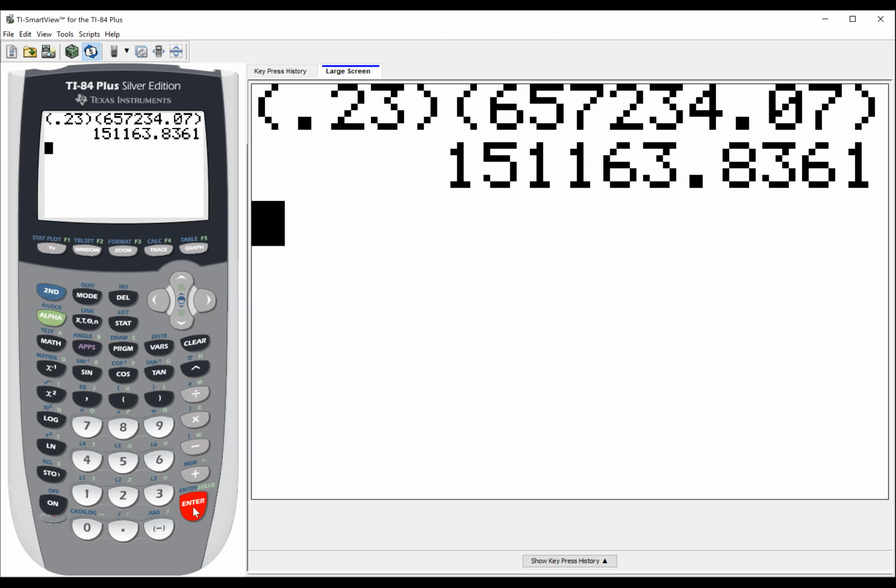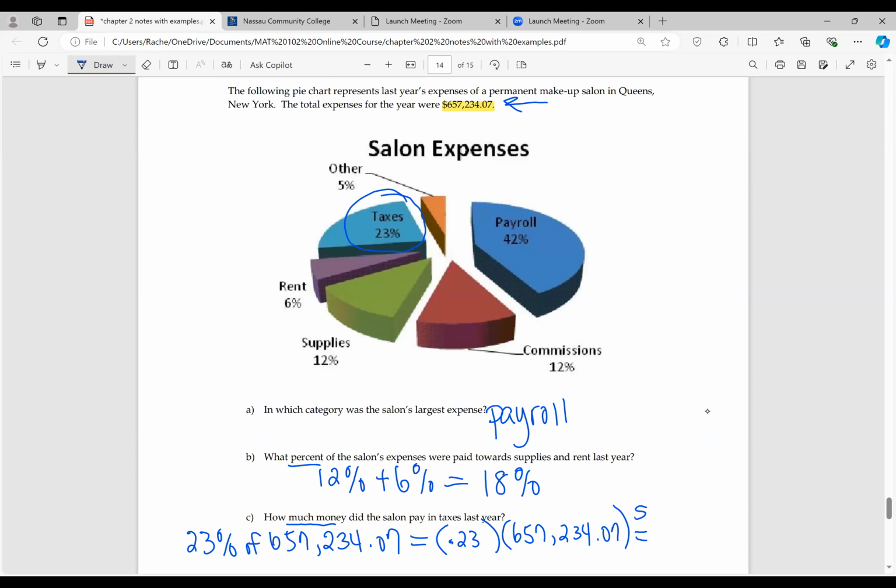And let's round to the nearest cent, which is going to be two places. So we end up with $151,163.84. So that's how much was paid in taxes. That's what 23% is equivalent to. So my answer in dollar amount is going to be $151,163.84. So that's the total amount that was paid in taxes.